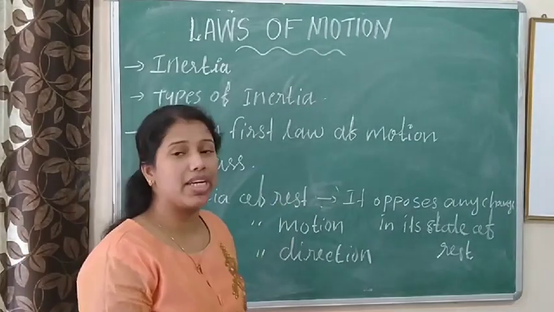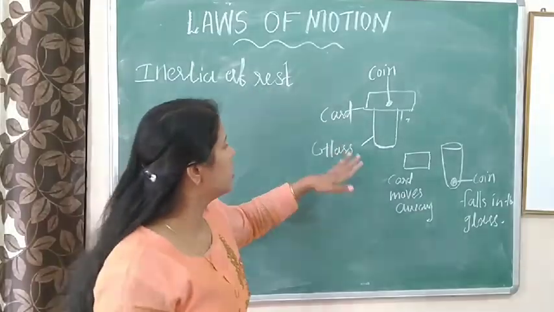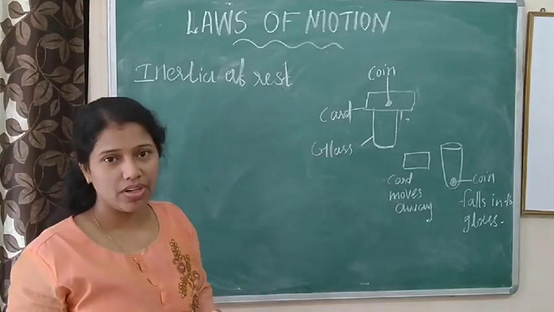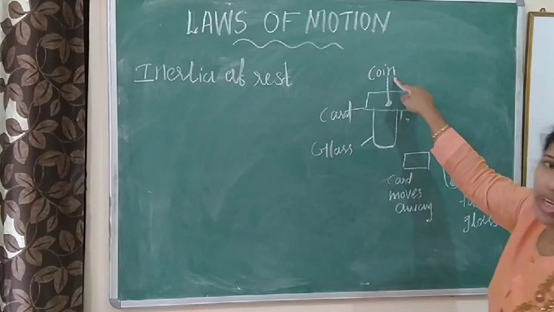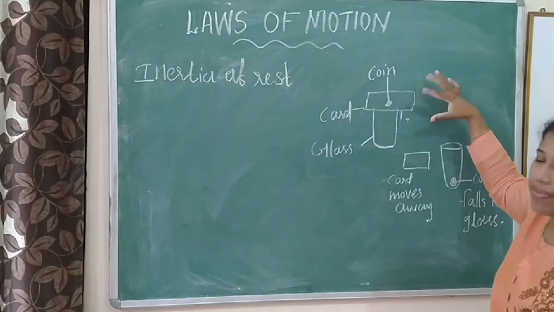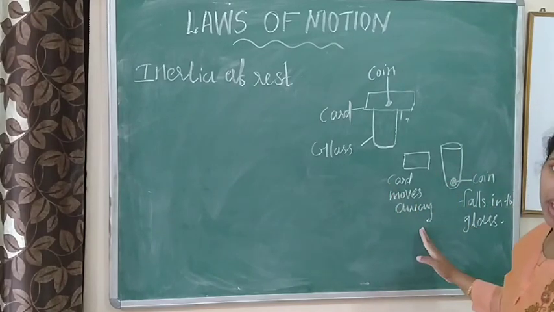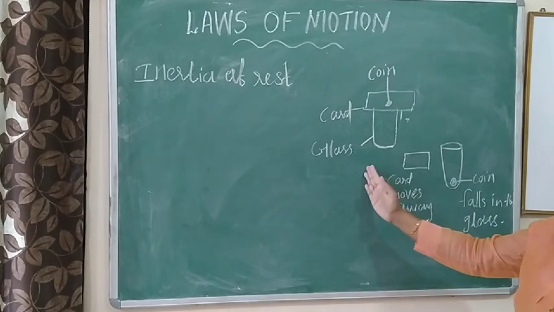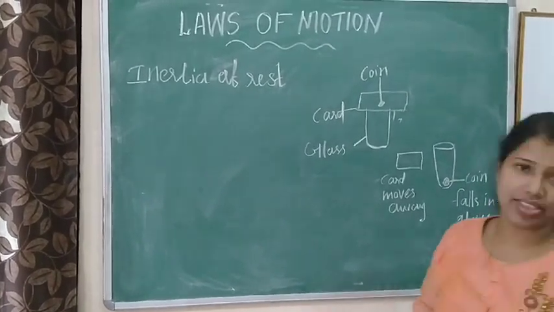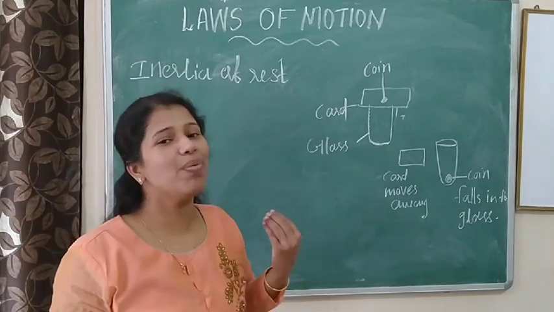First one, inertia of rest. An example: I have taken one empty glass. Above that we keep one card, and above this card we keep a one rupee coin. We touch the card from this side. Then the card moves away from the glass, but the one rupee coin falls into the glass. This is an example of inertia of rest.